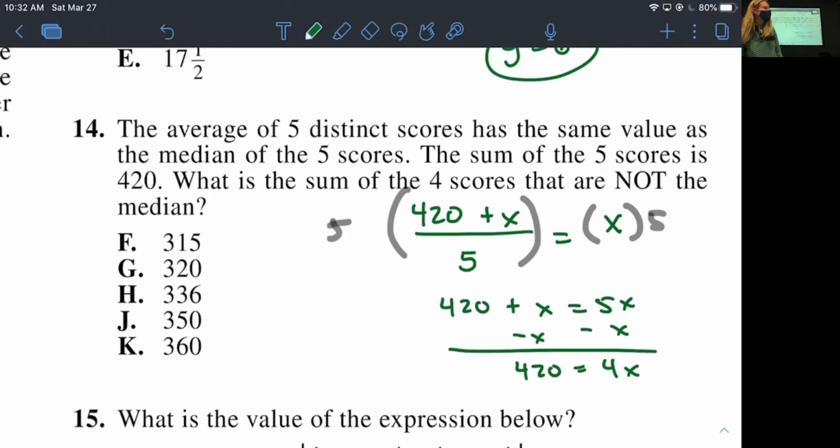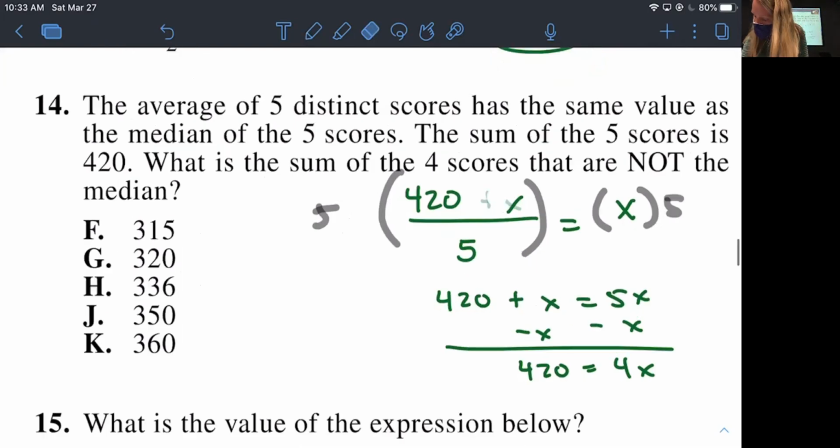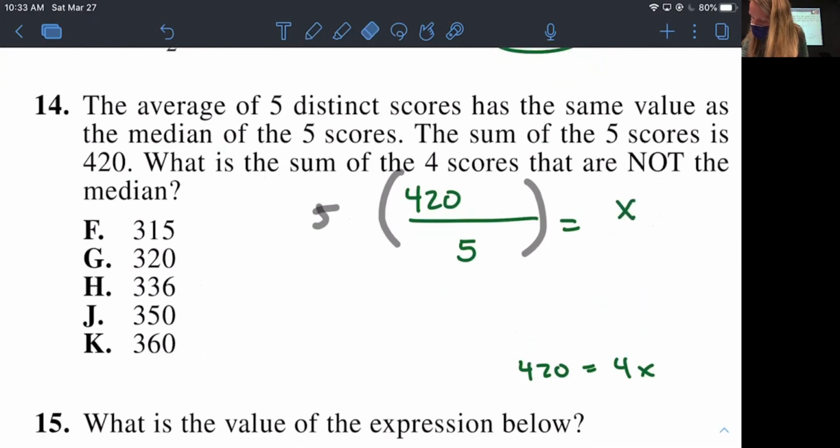Did I do this wrong? Oh, the sum of the 5 scores is 420. There we go. Thank you. I made it harder than it was. The sum of the 5 scores is 420. What is the sum of the 4 scores that are not the median? I got you. There we go.